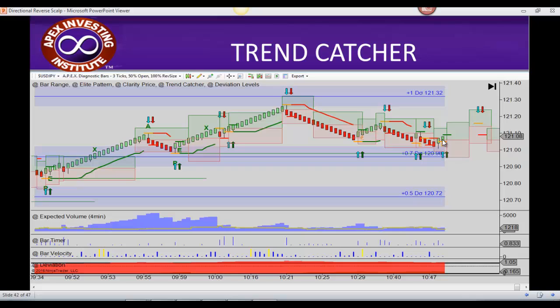All right. So what is this? Our trend catcher system, super easy. When you get an up arrow and green, what does that probably mean? Buy. When you have a red arrow down, what does that probably mean? Sell. Okay.